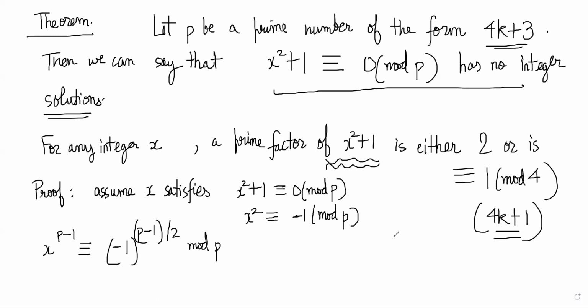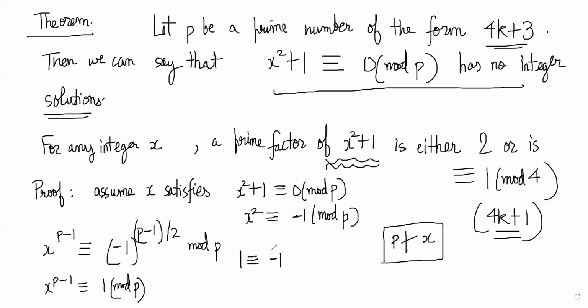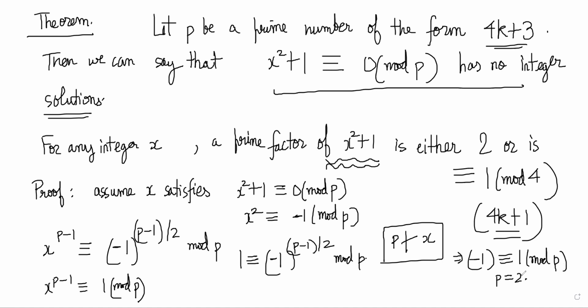But we know that p does not divide x. So from Fermat's little theorem, x power p minus 1 should be congruent to 1 mod p. And therefore from here we get 1 should be congruent to minus 1 power p minus 1 by 2 mod p. And this implies that minus 1 is congruent to 1 mod p, which means p must be 2.